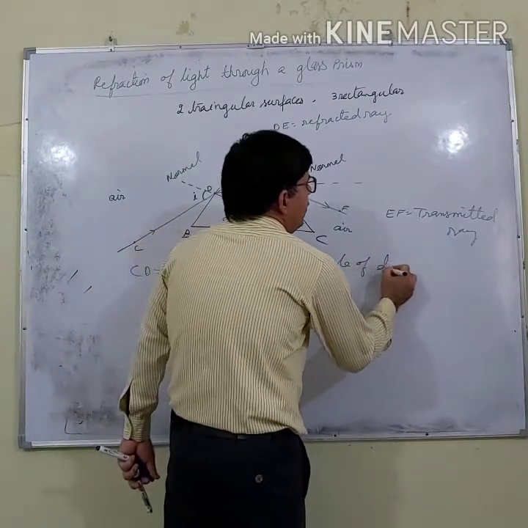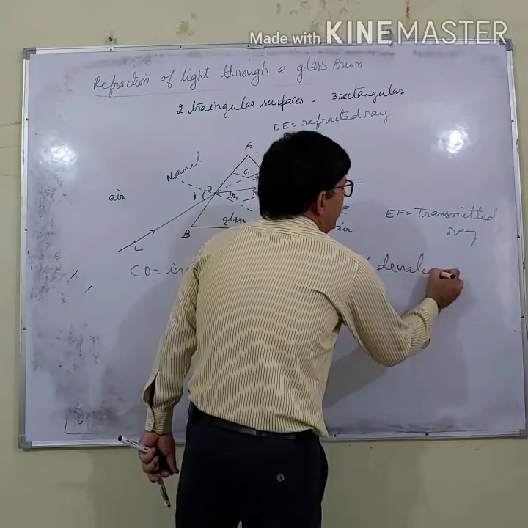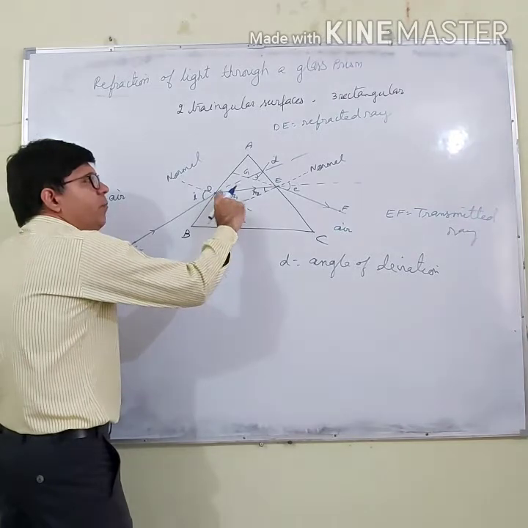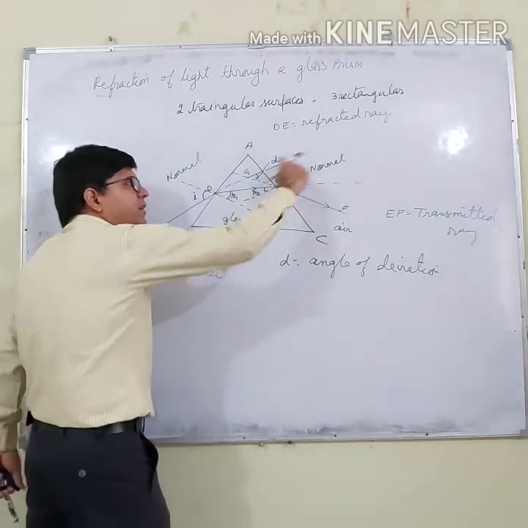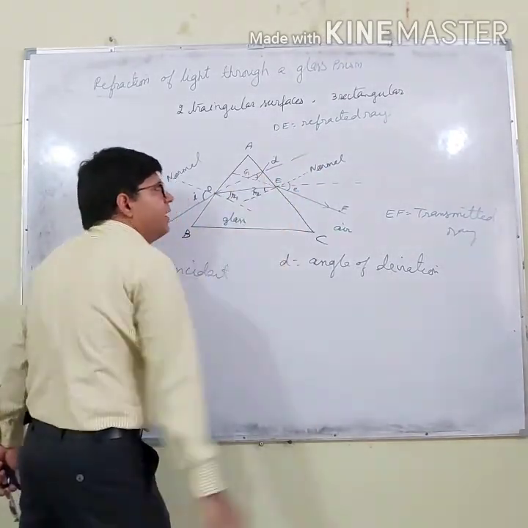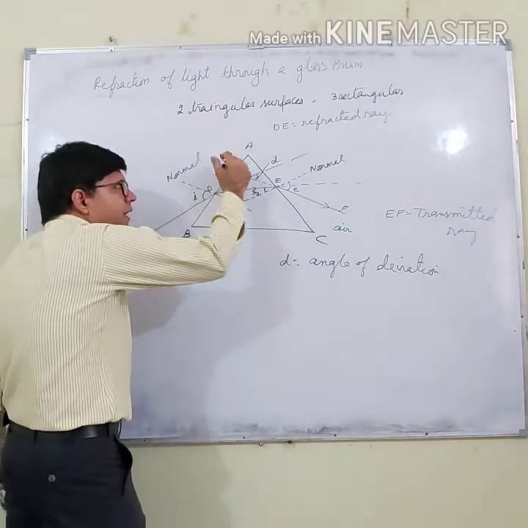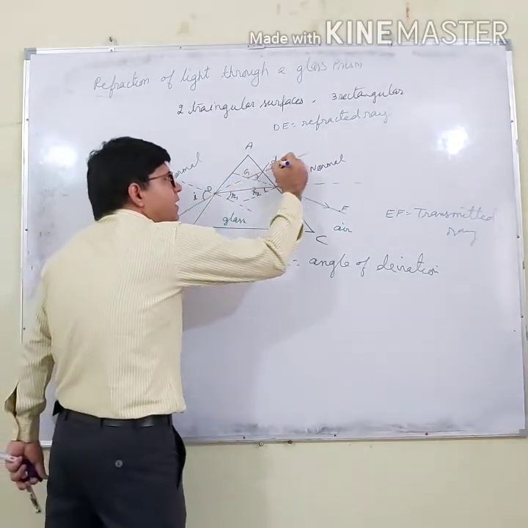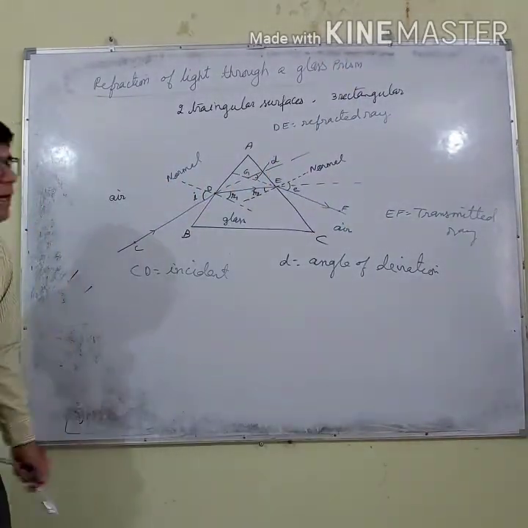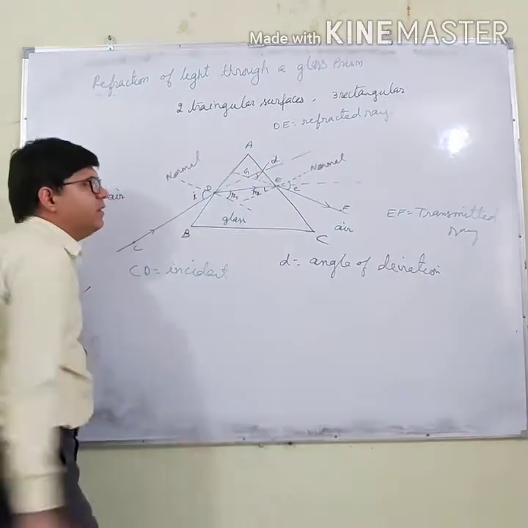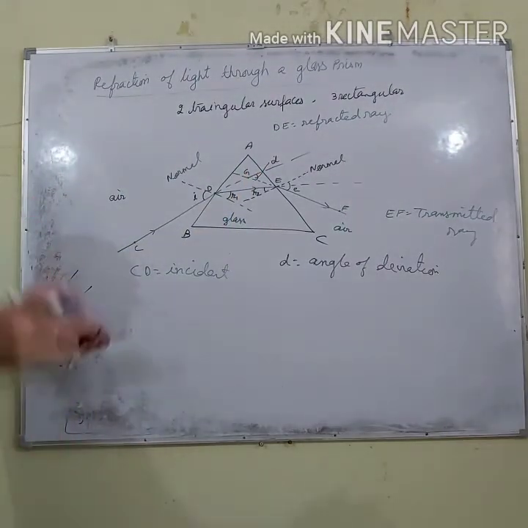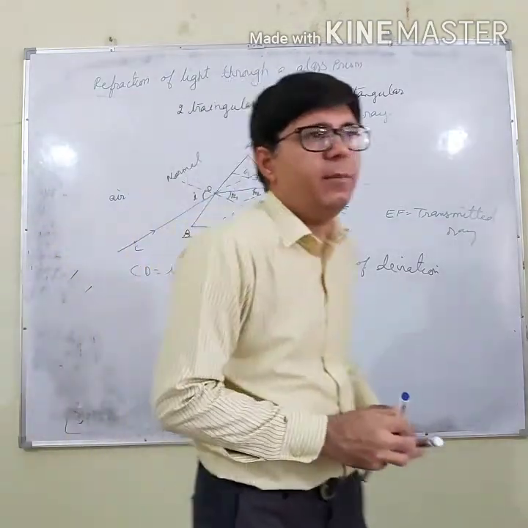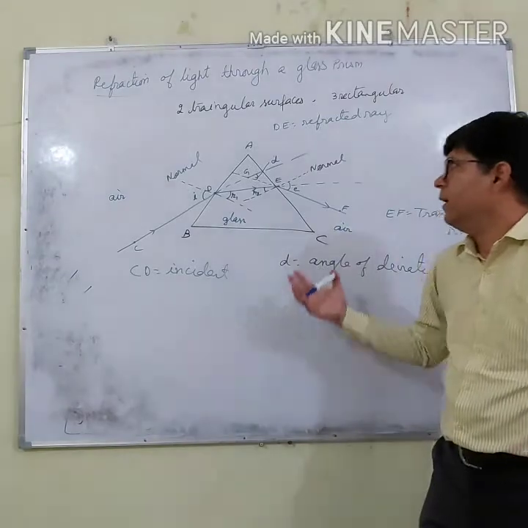So what is the angle of deviation? Angle of deviation is the angle between the directions of the incident ray and the emergent ray. What is the direction of the emergent ray? This one is the direction of the emergent ray. And what is the direction of the incident ray? This one is the direction of the incident ray. And between them, this angle is the angle of deviation. So what is the angle of deviation? It is the angle between the incident ray and the emergent ray.